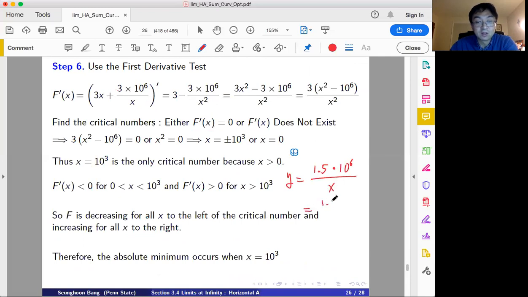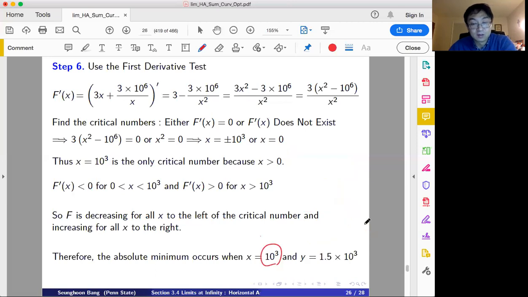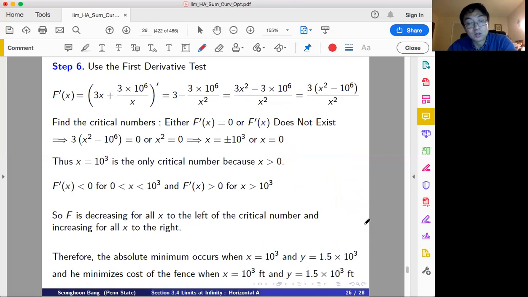You can plug in 10 to the 6 over x, which is 10 cubed. 10 cubed is crossed out, and we change it to 3. So we have y equals 1.5 times 10 cubed. This is y. So he minimized the cost of the fence when x equals 10 cubed feet and y equals 1.5 times 10 cubed feet. This is the whole idea for solving this problem.